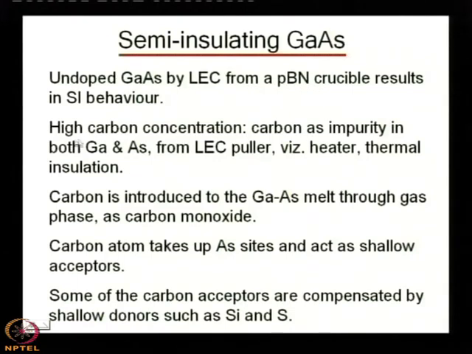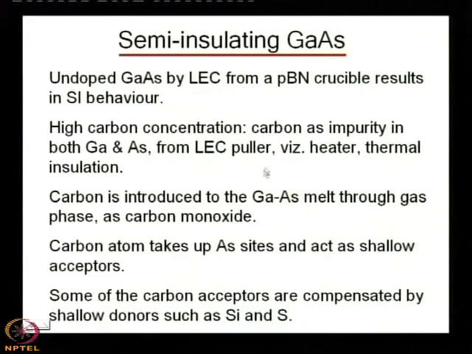But there will be high carbon concentration. Why will there be high carbon concentration? What is the source of carbon? Because you are not using a graphite crucible, then where is the source of carbon? The source of carbon is from arsenic and gallium, because even if you purify arsenic and gallium to the level of 9N, 10N and 11N, there will be some trace amount of carbon inside the material.